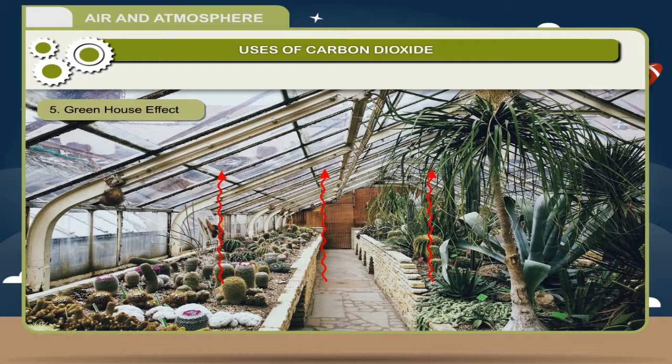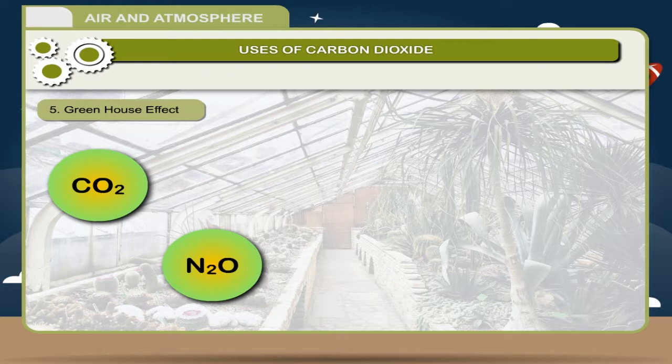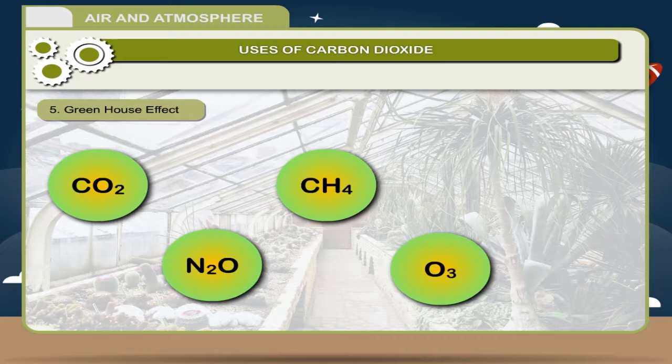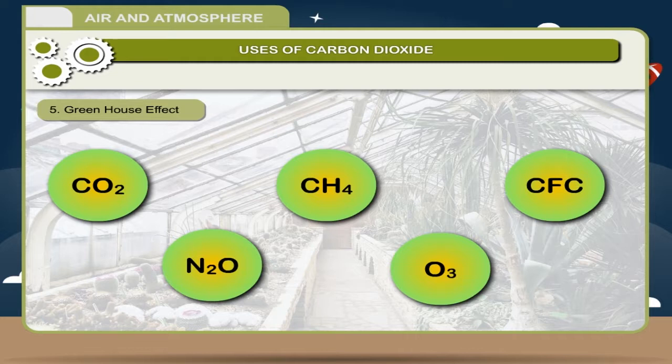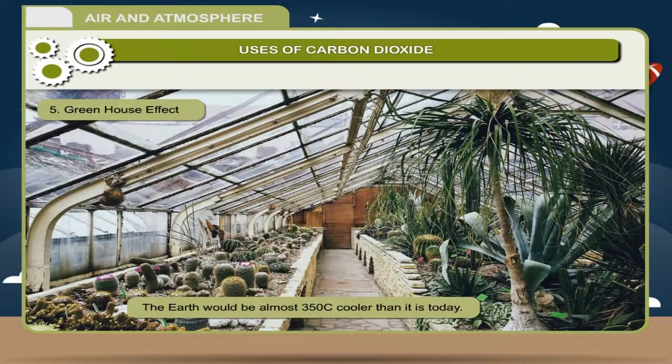Increased quantity of CO2 along with N2O (nitrous oxide), CH4 (methane), O3 (ozone), and CFC (chlorofluorocarbon) allow the earth to heat up. This is important because without these greenhouse gases forming a blanket in this way, the earth would be almost 35 degrees Celsius cooler than it is today.